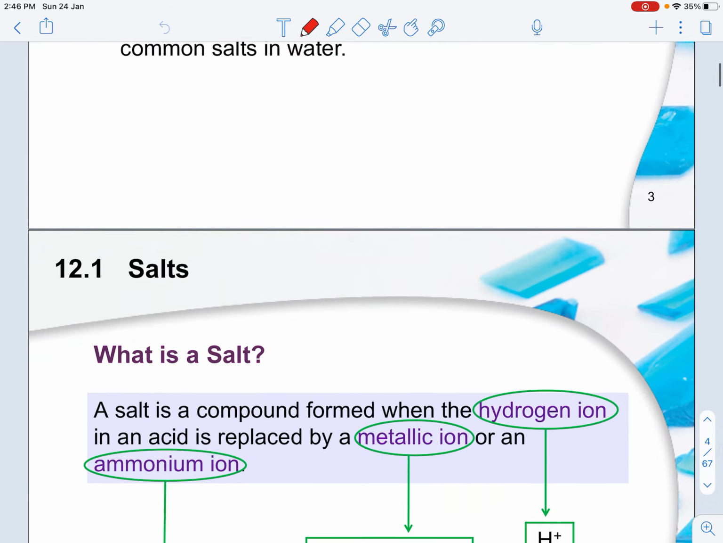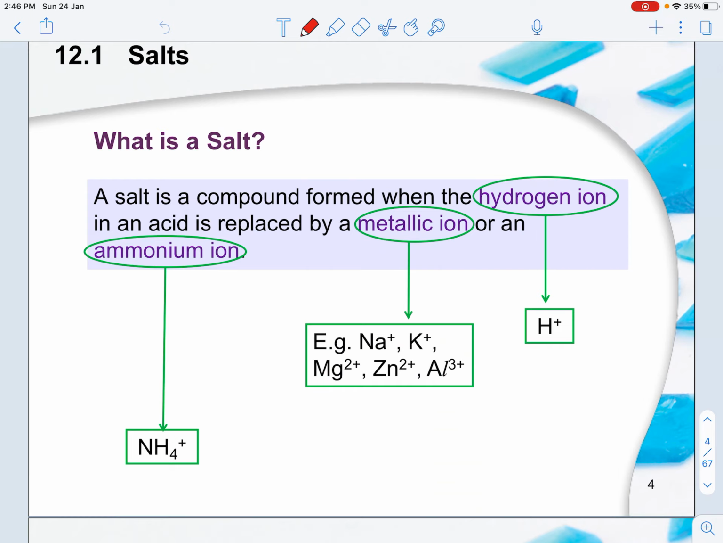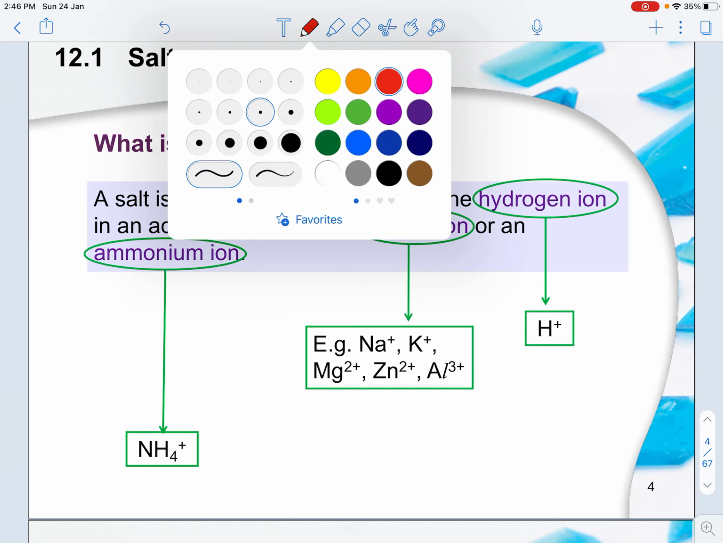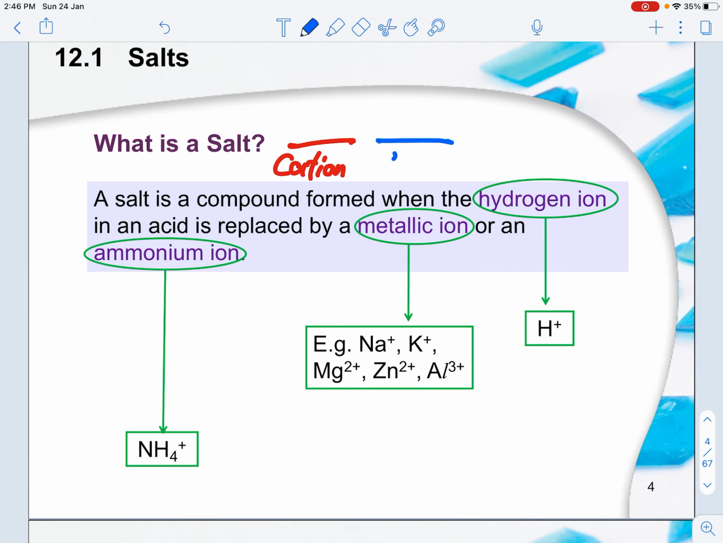Okay. So first of all, what is a salt? A salt is mainly a compound where the hydrogen ion of the acid is replaced by a metallic ion or an ammonium ion. What this means is a salt contains two main parts. They contain the cation and the anion.